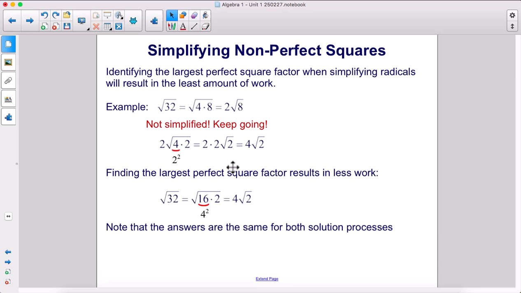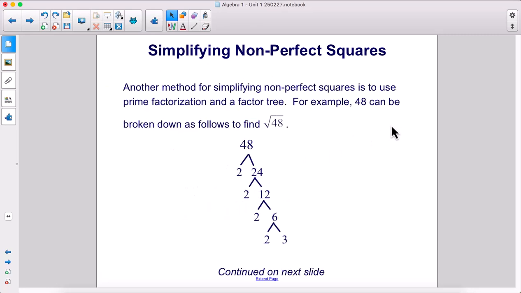However, if instead we find the largest perfect square factor, it's less work. For 32, we didn't have to say that 32 was 4 times 8. We could have said it was 16 times 2, because 16 is a perfect square. That way, 16 becomes 4 squared. Take the square root of that, and you get 4 out front, times what's left, the square root of 2. Note that the answers are the same for both processes, but this one took less work.